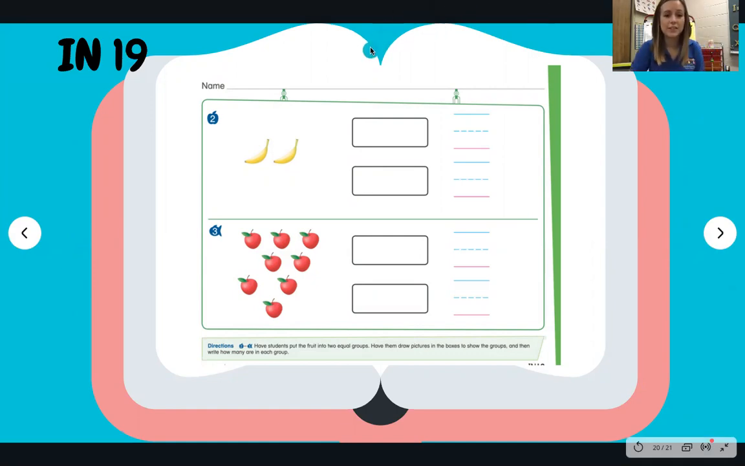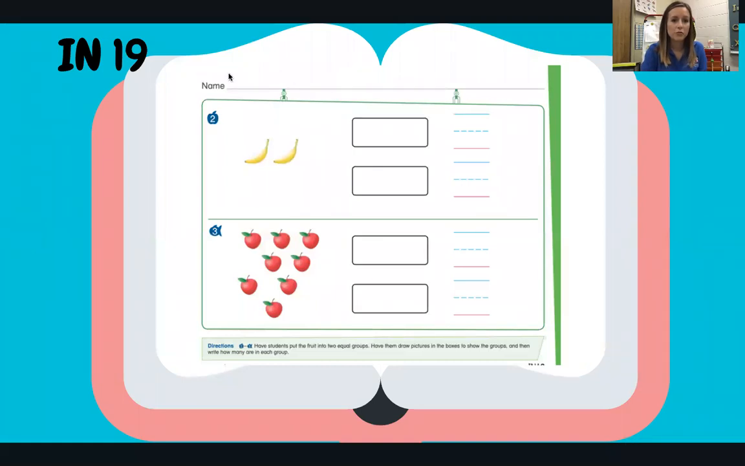So this page says, for number 2 with the apple, put the fruit into 2 equal groups. Draw pictures in the boxes, and then write how many are in each group. So let me get my pen ready so I can draw. All right, here we go. Okay, so I have 2 bananas here. I don't want to draw bananas because that could take a long time. Plus, I don't have a lot of space in the box. So I am going to draw counters.